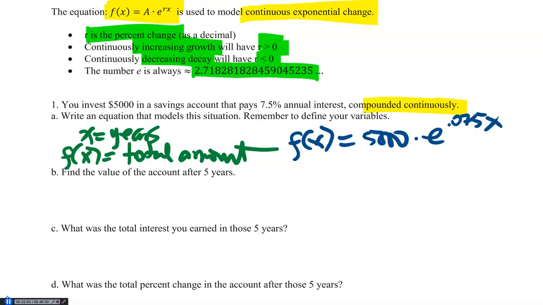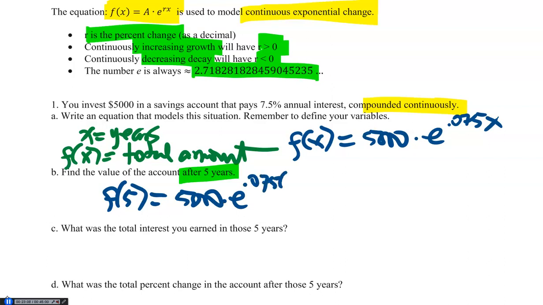Like letter B, find the value of the account after 5 years. So let's use this equation here. Meaning we want to solve for f of 5. So 5,000 times e to the power of 0.075 times 5. Use your calculator here, and it's going to be 7,274.96.